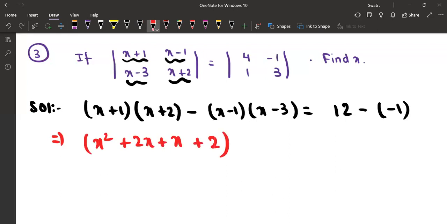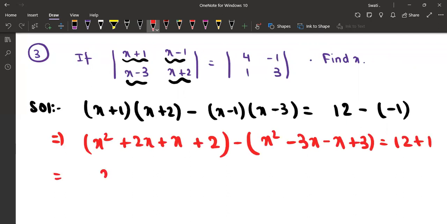Let's put in the bracket minus. x times x is x squared, then x into minus 3 is minus 3x, minus 1 into x is minus x, and then minus minus is plus, 1 into 3 is 3. This will become 12, minus into minus is plus, and plus 1. So this will become x squared plus 2x plus x is 3x plus 2.